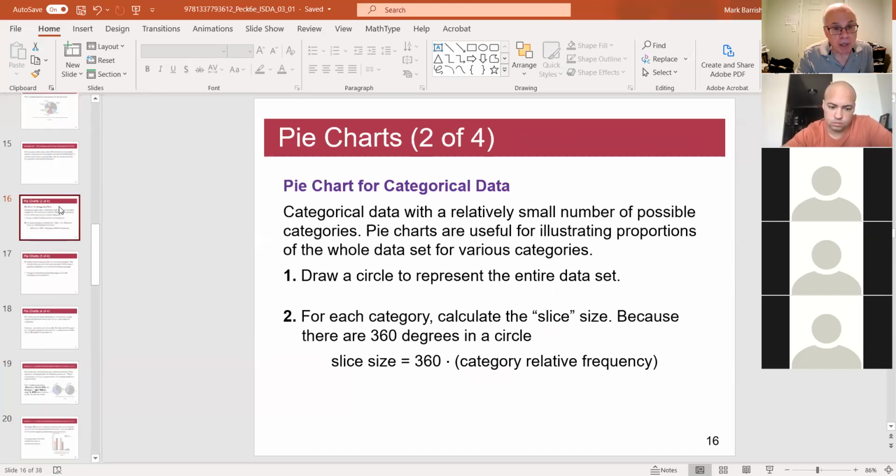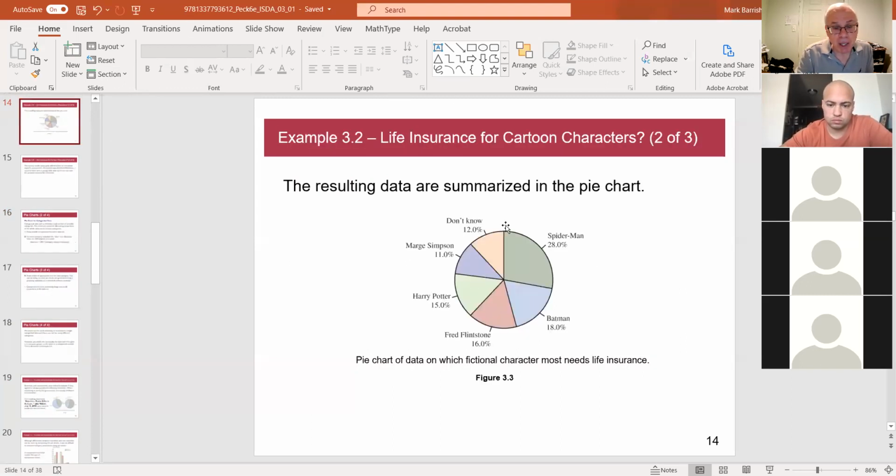Now, how do you come up with these percentages, or how do you come up with the size of the slice? Well, if you remember your geometry, the total number of degrees around a circle is 360 degrees. That's true not only around the outer part of the circle, but around the center. So how do you come up with the size of these slices? It would be the percentage times 360, which gives you this angle in here, what's called the interior angle of the circle.